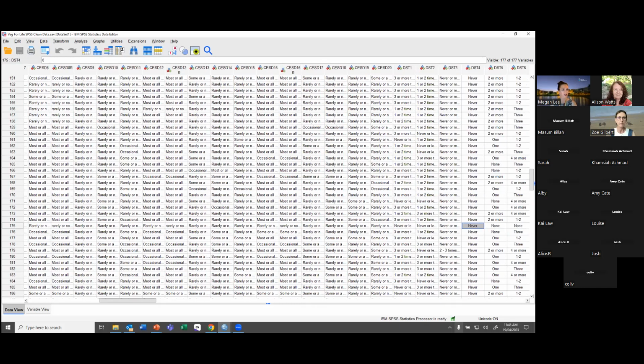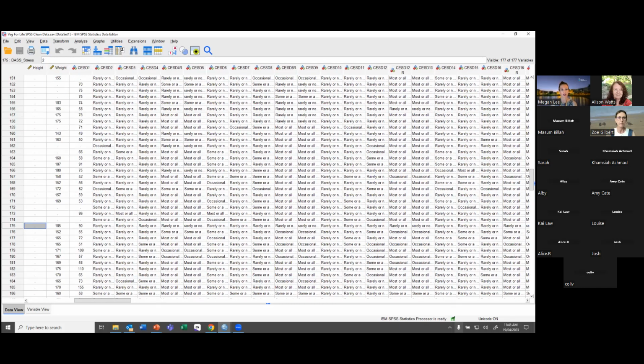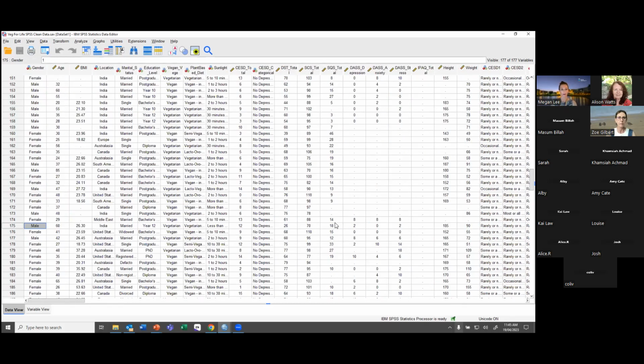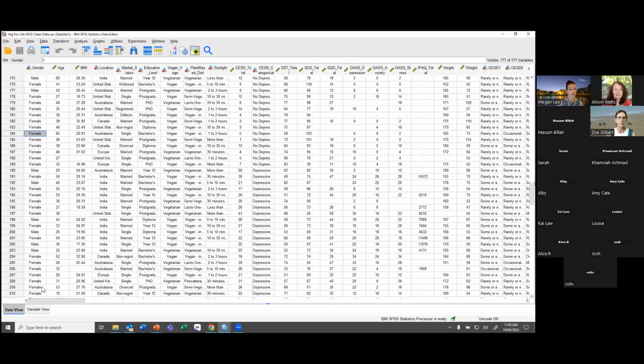Never, never, never. Okay, so this person looks like they have not done the, I'm going to write that down because I'm going to remove them from the actual data set. Remove 175. So it looks like they haven't done it properly. They've just gone and clicked everything. So we would take them out and we would write that into the methods.